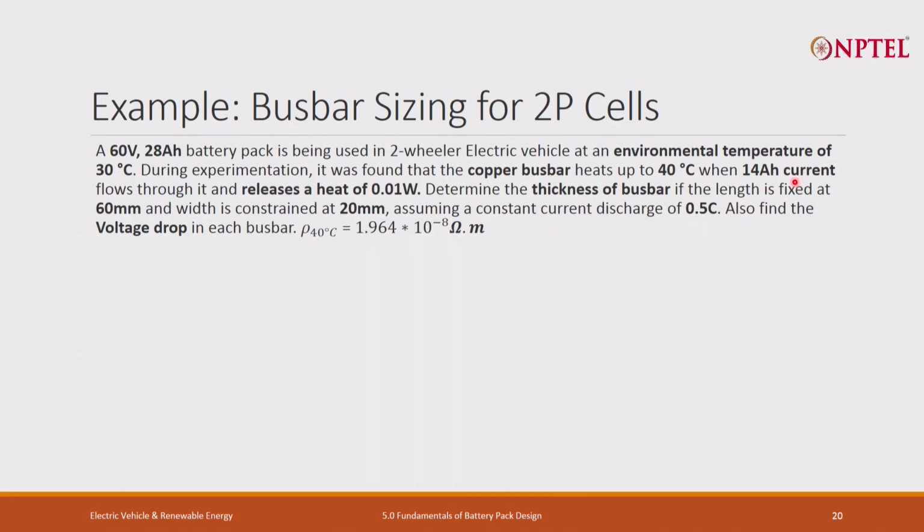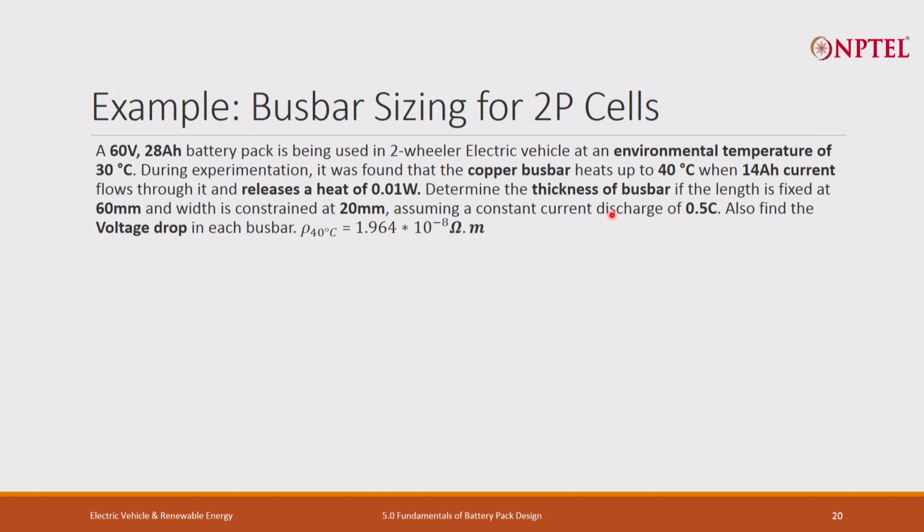Now, one example here: bus bar sizing for a 2P cell, the pack we have shown earlier. A 60 volt 28 Ah battery pack is being used in a two-wheeler electric vehicle at an environmental temperature of 30 degrees centigrade. During experimentation, it was found that the copper bus bar heats up to 40 degrees centigrade when 14 A current flows through it and releases a heat of 0.01 watt. Determine the thickness of the bus bar if the length is fixed at 60 mm and width is constrained at 20 mm. So, you have length 60 mm, width 20 mm, and you need to find out the thickness.